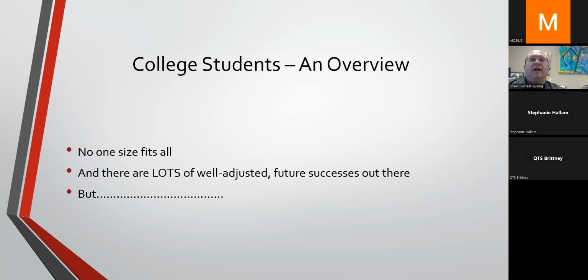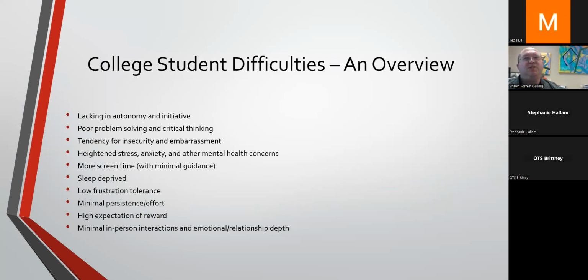So a quick overview. There's no one size fits all, of course. There are lots of well-adjusted future success stories out there, students that are wonderful to work with, they're organized, they're together, but there are also others that are struggling in a variety of ways. And given that we're using these books to try to help train students to work with people that experience those difficulties, it makes sense to chat about this for just a minute, I think.